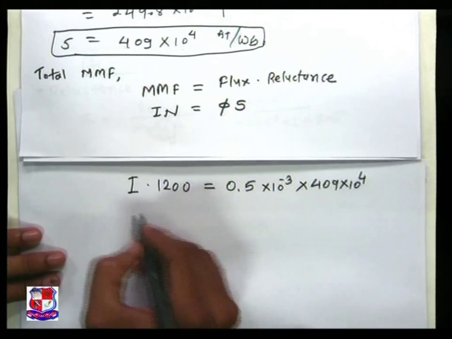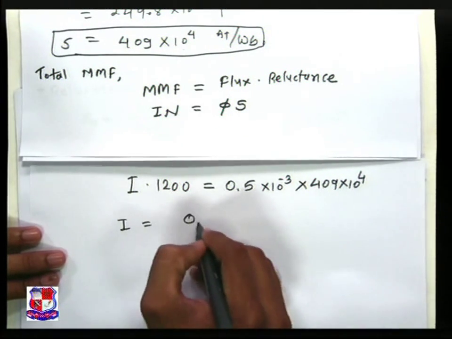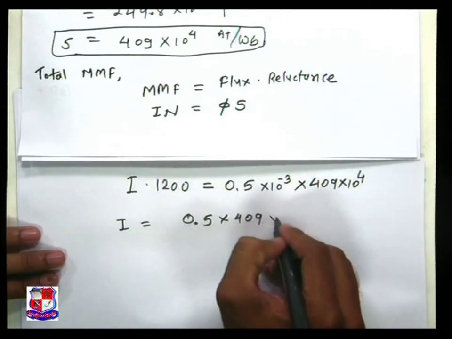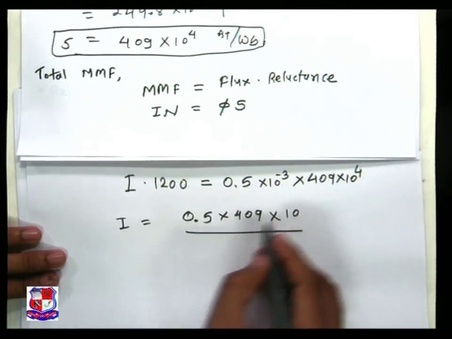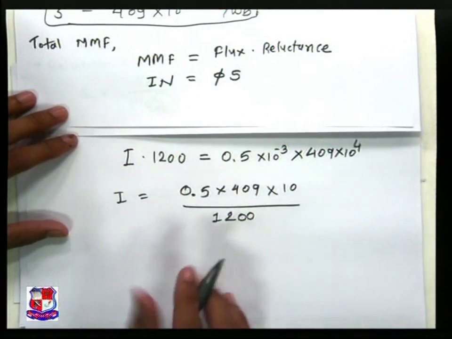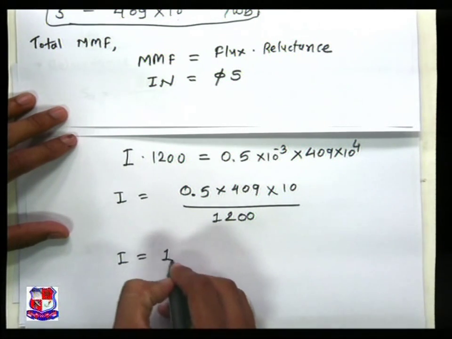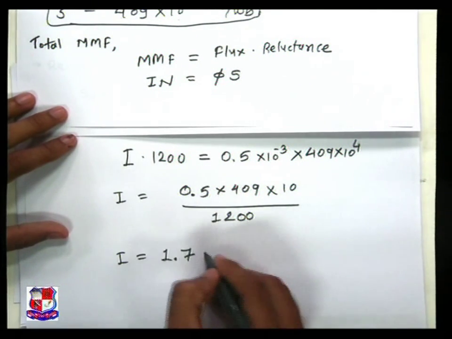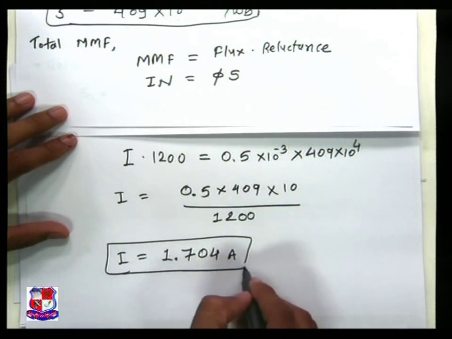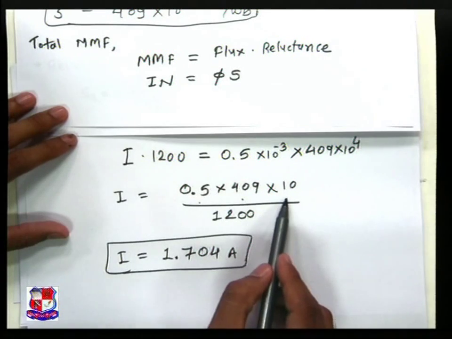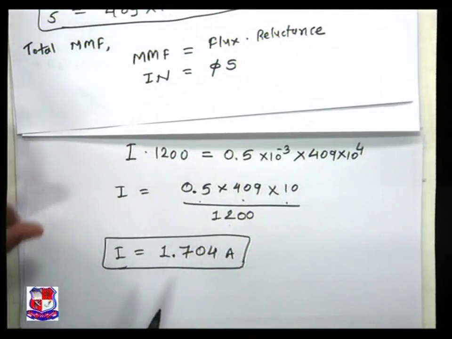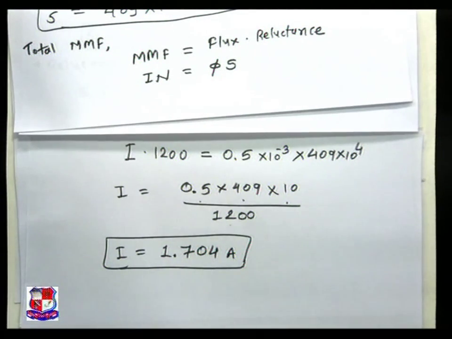Now I equal to 0.5 into 409. By solving these two we get 10, and denominator 1200, and by solving we get the current 1.704 ampere. It's a simple division. Multiply these three terms and divide by 1200. We get the value of current as 1.704 ampere.